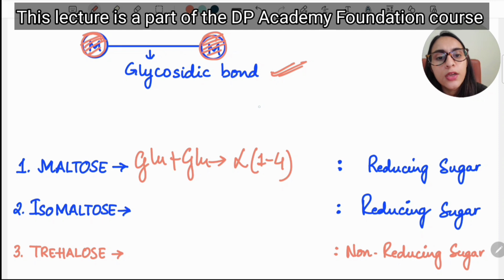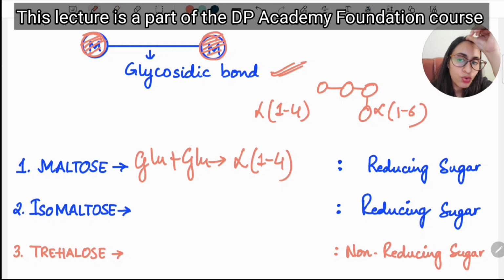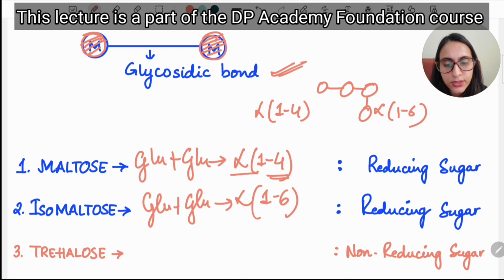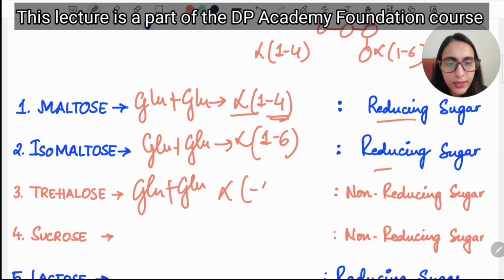Now remember this point, the 1,4 bond forms the linear chain, and whenever branching occurs, it is at 1,6. So alpha 1,6 is for branching points. Glucose with an alpha 1,4 bond forms the maltose structure, and isomaltose is again glucose, but these glucose units are bound by an alpha 1,6 glycosidic bond, and both maltose and isomaltose are reducing sugars. Trehalose is again glucose and glucose, but here the bond is an alpha 1,1 glycosidic bond.